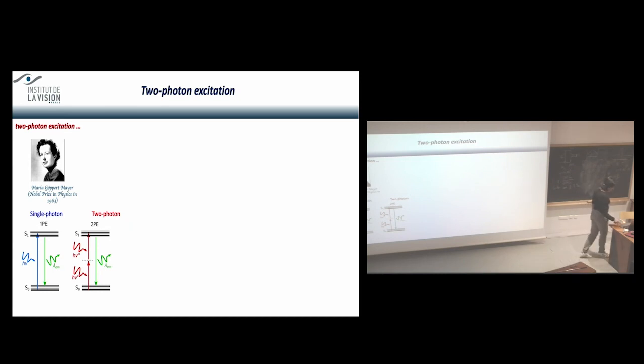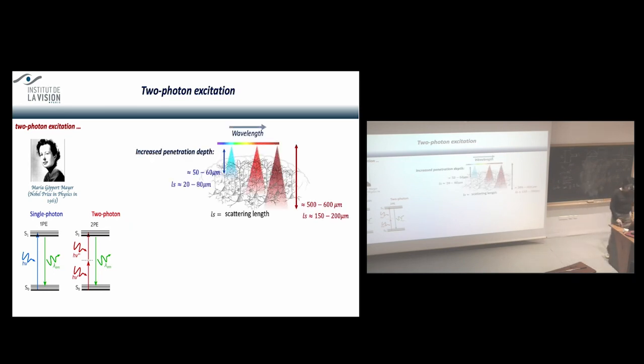So why is this effect very important in microscopy? There are two main advantages. First of all, you can excite the same kind of molecules by using longer wavelength light. So as you well know, especially in this school, this allows you to penetrate more because of the scattering.